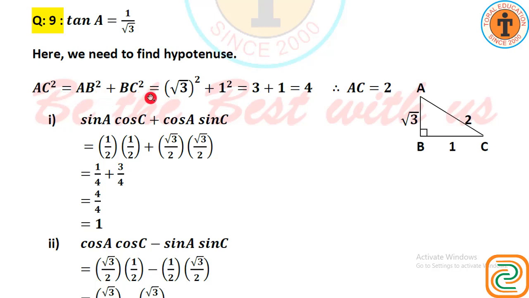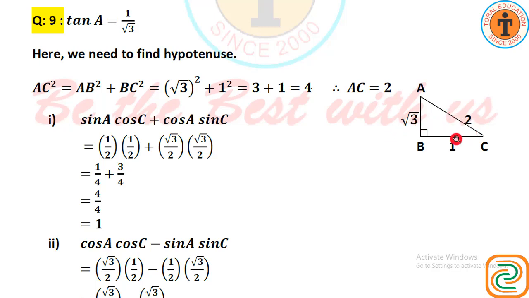AC square equals AB square plus BC square, root 3 square plus 1 square equals 3 plus 1, that is 4. Therefore AC equals 2. We have got AC equals 2. Now sin A cos C. Sin A means opposite upon hypotenuse, 1 upon 2. Cos C means adjacent of C, BC upon hypotenuse, that is 1 upon 2. Again cos A sin C. Cos A means adjacent upon hypotenuse, and sin C means opposite of C, AB upon hypotenuse AC.